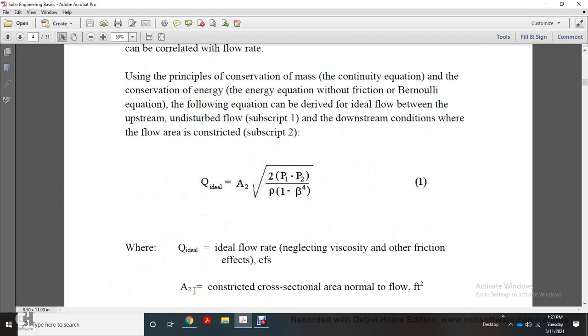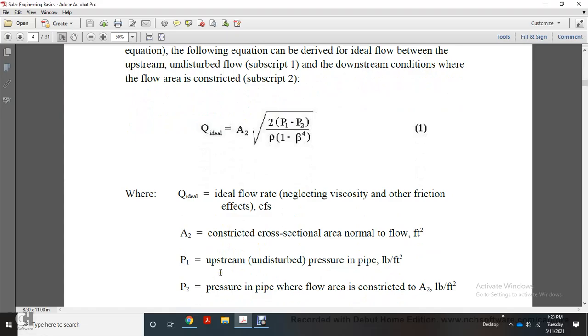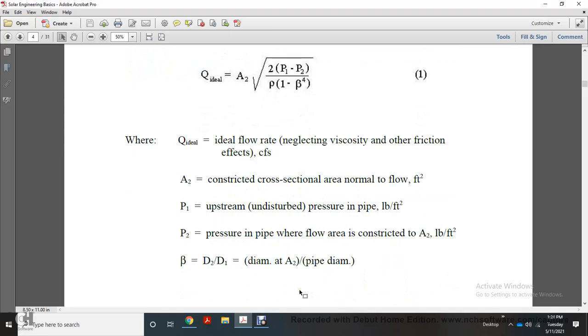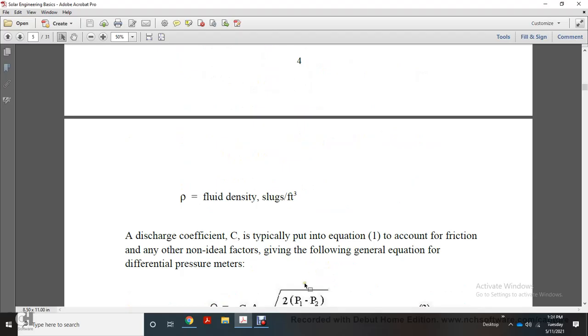So you have the ideal flow rate, neglecting viscosity and other friction effects, Q in cubic feet per second, equal to A2, the constricted cross-sectional area normal to flow in feet squared, times the square root of 2 times P1, the upstream undisturbed pipe pressure in pounds per foot squared, minus P2, the pressure in the pipe where it is constricted with area A2, in pounds per foot squared, over rho times 1 minus beta to the fourth, where beta is diameter D1 divided by diameter D2, the pipe diameter, and rho is the fluid density in slugs per foot cubed.